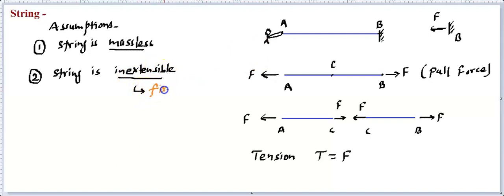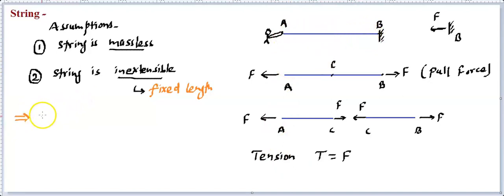So that means fixed length. Length cannot be increased by the tension. That's what the meaning is. When you apply a tension, pull a string or rope, you cannot increase its length. That's called the inextensible property. So these are the two assumptions we follow. And based on these two assumptions, our conclusion is that the tension will be acting on all the points of the string and it will be equal.